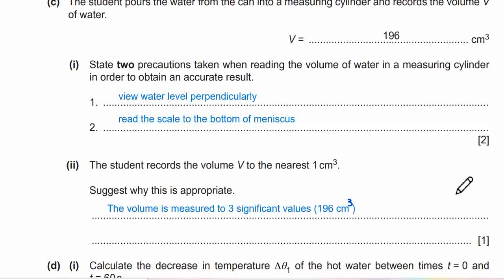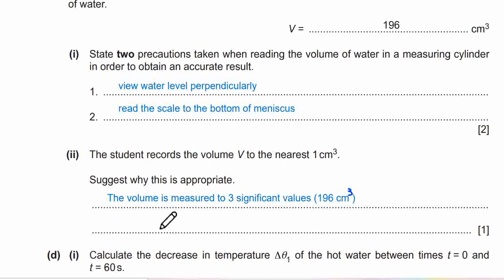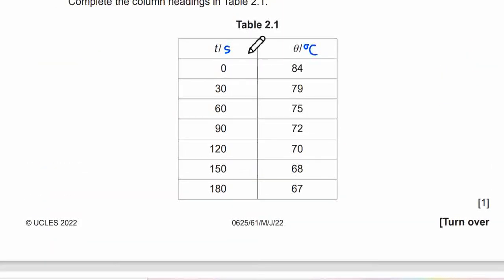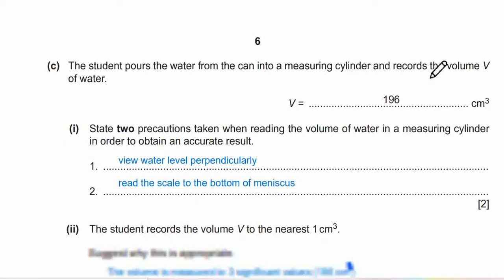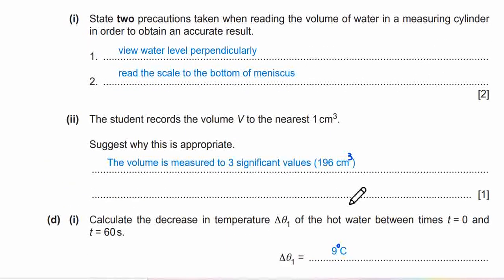Next, we move to question D. Calculate the decrease in temperature of the hot water between times T equals 0 and T equals 60. 0 and 60, 84 and 75. So 84 minus 75 will be 9. We type down our answer. This is 9 degrees Celsius.